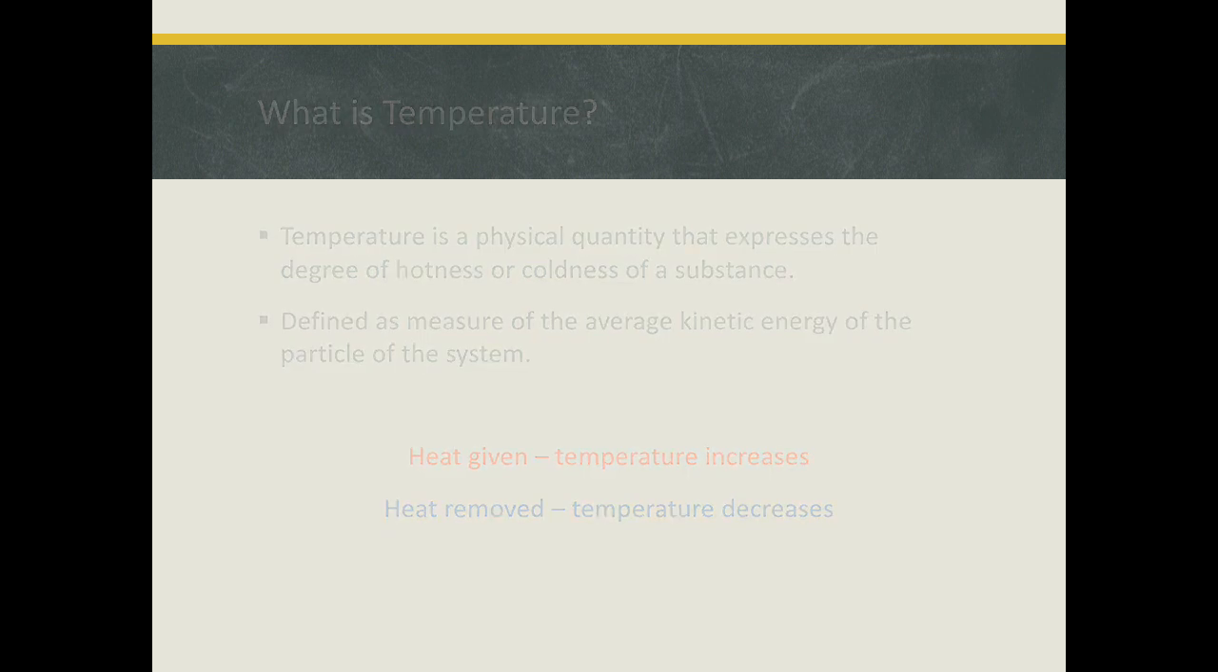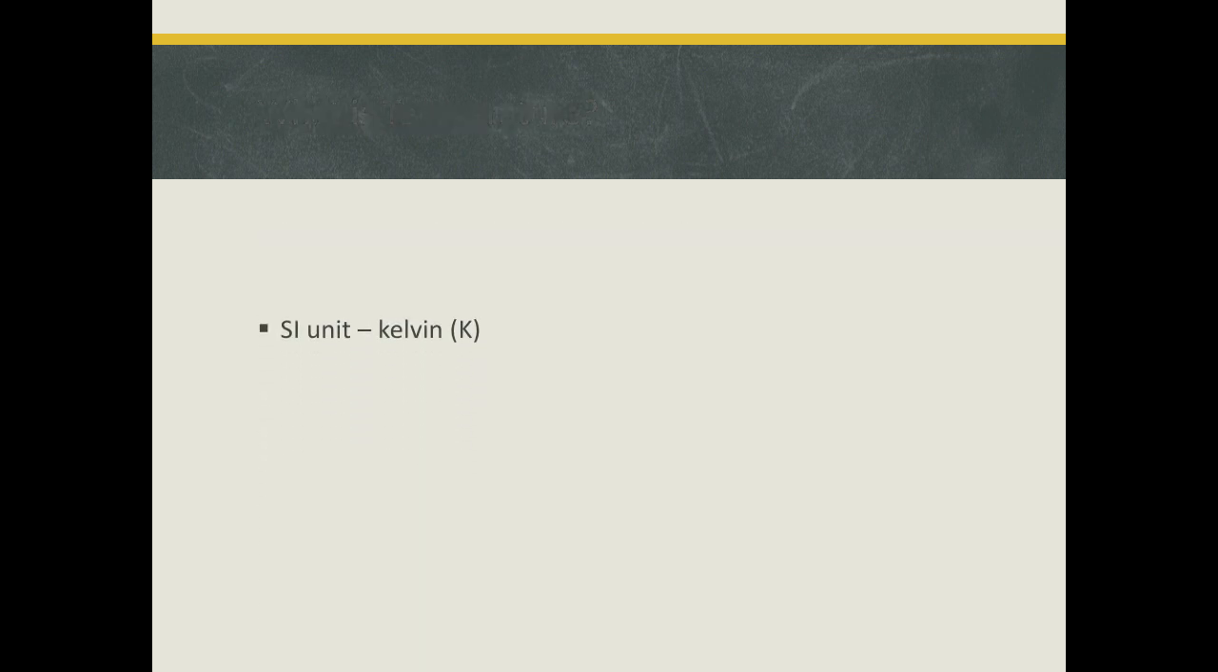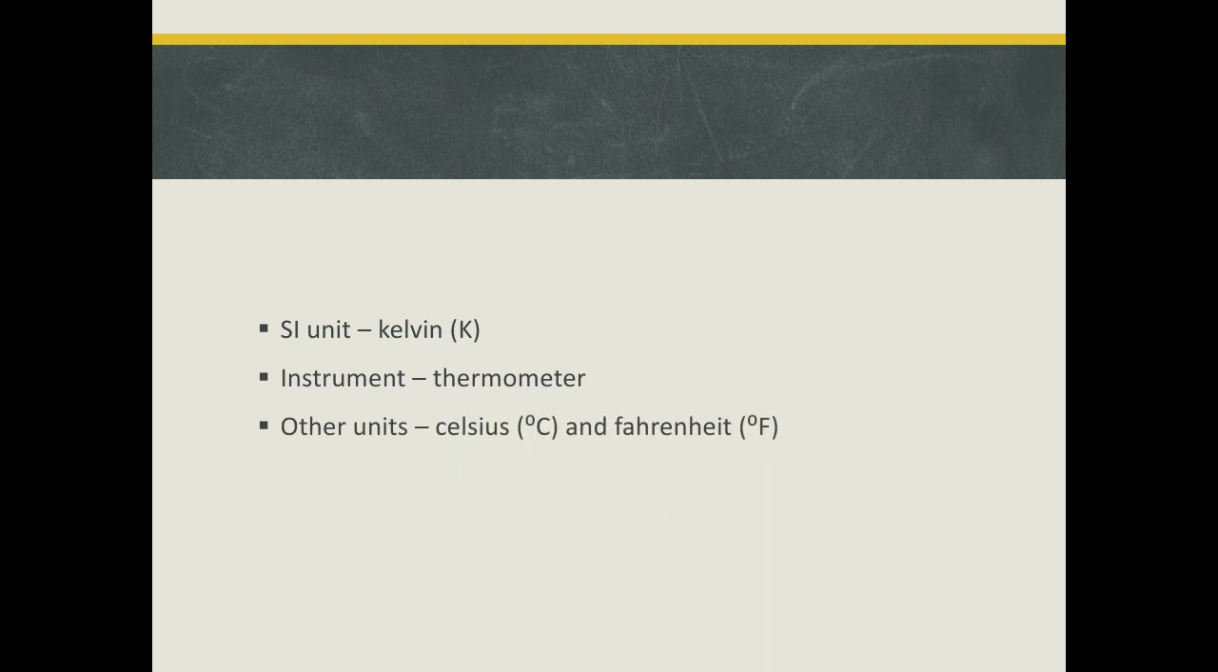Then, a little more about temperature. We already studied that the SI unit of temperature is Kelvin. Symbolically it is written as capital letter K. The instrument used for measuring temperature is the thermometer. Other than the SI unit Kelvin, we have other units for measuring temperature, that is Celsius and Fahrenheit, degree Celsius and degree Fahrenheit.